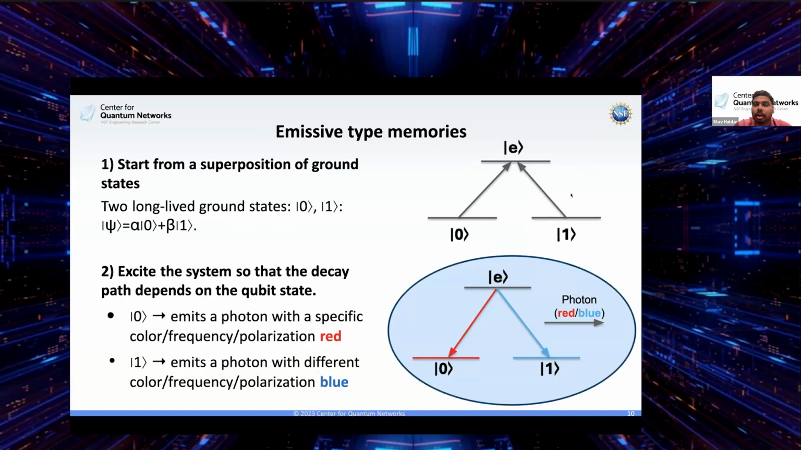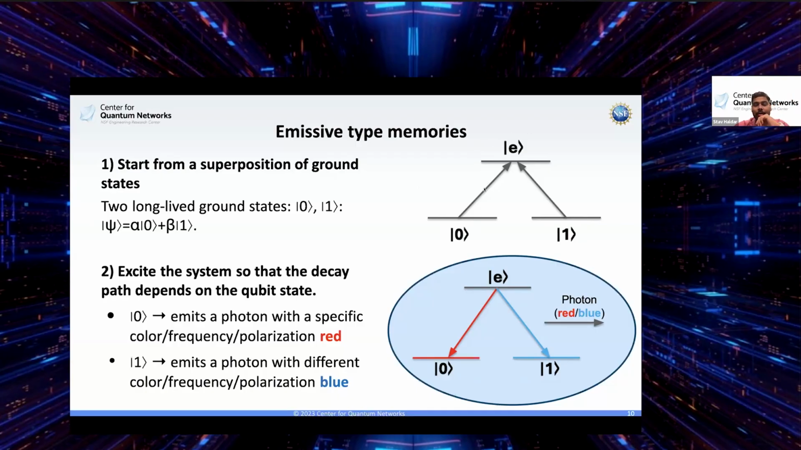So you start with, again, a lambda-like system. You have two long-lived ground states, 0 and 1, and you have some excited state E, right? You first create a superposition state of 0 and 1, and then you send in a control pulse again. What it does is excite the atom, so the atom goes to this excited state E.